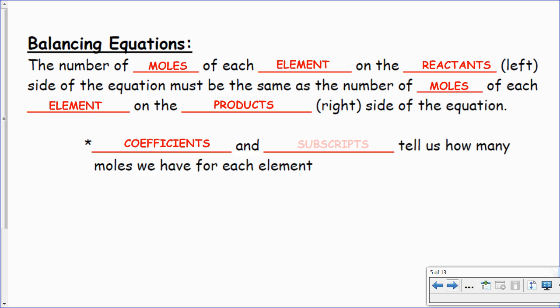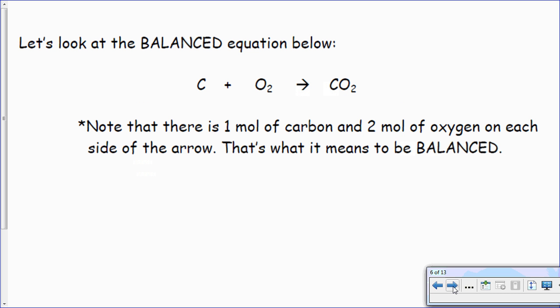Coefficients and subscripts tell us how many we have of each element. What are coefficients and subscripts, you might ask? Well, coefficients are numbers that come out in front of the symbols, and subscripts are the ones that come after. Note how there's 1 mole of carbon and 2 moles of oxygen on each side. That's what it means to be balanced. The same amount of stuff is on either side of the arrow.